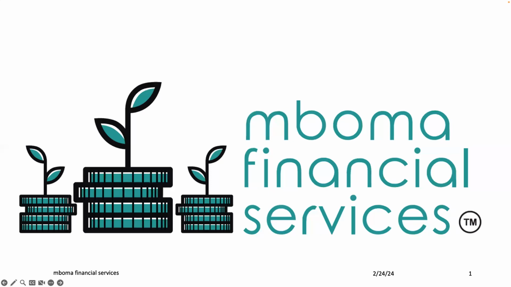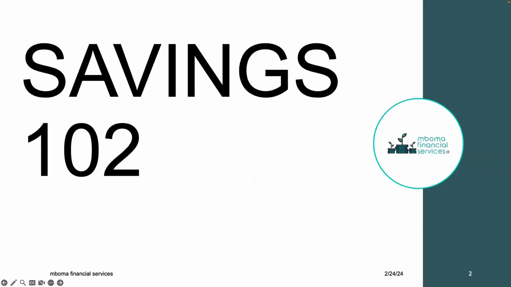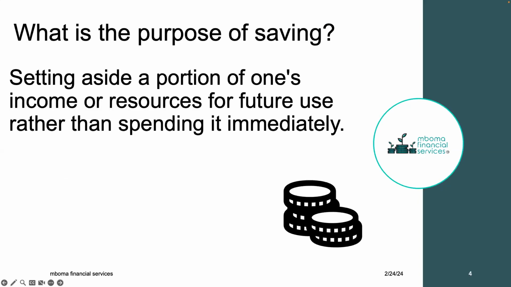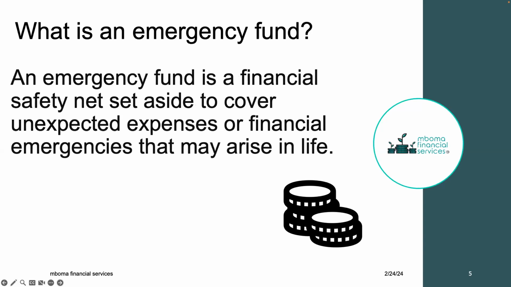All right, so of course, like I said, this is our Savings 102 lesson where we're learning about building an emergency fund. So what is the purpose of saving? Remember, we spoke initially in our first class about what saving is: you putting aside a portion of money. The purpose of saving is to save for future and unknown events. Instead of spending the money immediately, you set the funds aside so that you can spend them at a future date. Whenever you save, you're saving towards a future event, right?